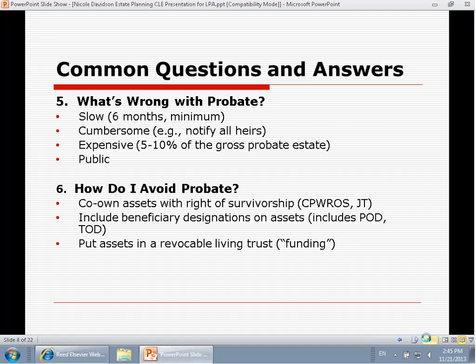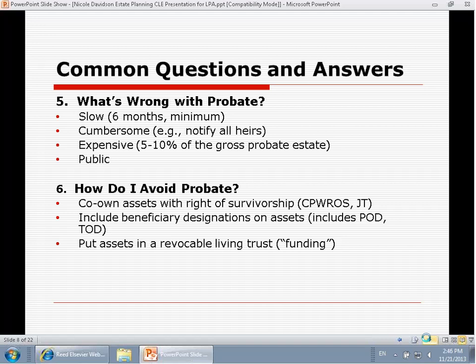How do I avoid probate? There are different ways to go about avoiding probate. One of them would be to co-own assets such that they have a right of survivorship attached. And so I put 2 different ways of accomplishing that. We have community property with right of survivorship. Now that can only be between a spouse or a registered domestic partner, or joint tenants. That is not dependent on marital status.